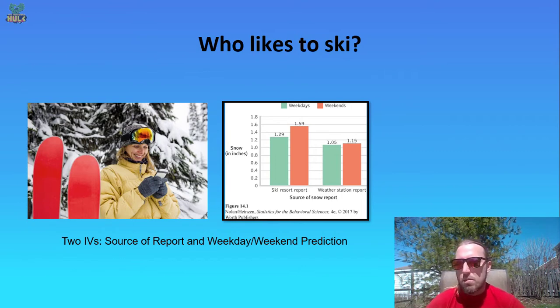And so the independent variable of weekday versus weekend acts differently when it comes from a ski resort than when it comes from a weather station. And that really is the key to an interaction, when one independent variable shows a different effect at each level of the other independent variable.